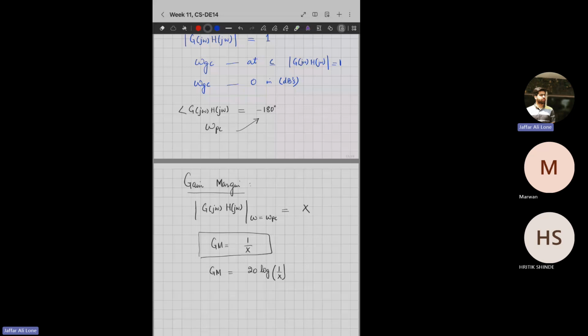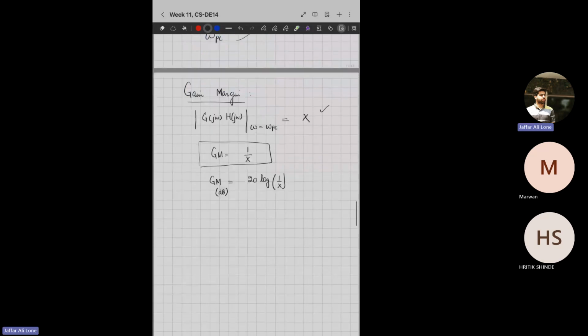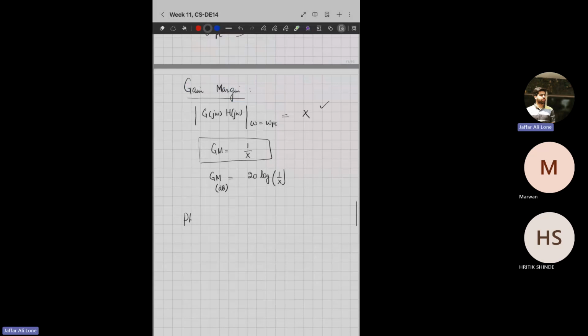So for gain margin, you have to find the magnitude at omega pc, which is the phase crossover frequency. If that is x, take its reciprocal, that's gain margin. Take 20 log of that, and that will be gain margin in decibels. Fine, now let's come to phase margin. This is gain margin. Now let's come to phase margin.